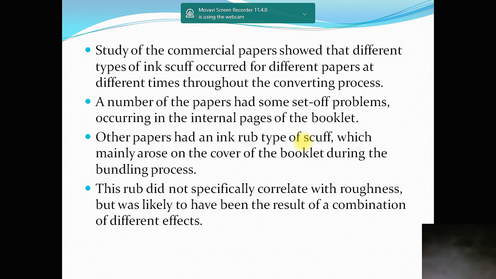A number of papers had some set of problems occurring in the internal pages of the booklet. Set-off, I think you might know. Set-off means if the printed sheet is placed on a previously printed sheet, the ink from the lower sheet may be transferred onto the lower side of the top sheet. Then the ink is transferred onto that side, and that is called set-off. So this type of problem may occur. This rub did not specifically correlate with the roughness, but was likely the result of a combination of different effects.